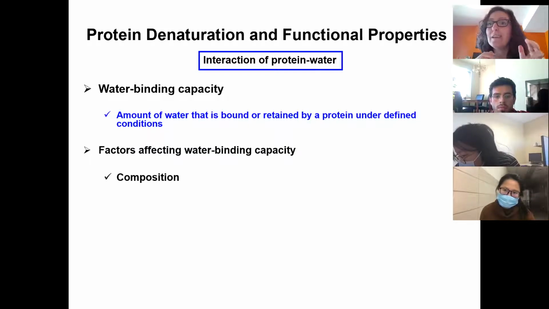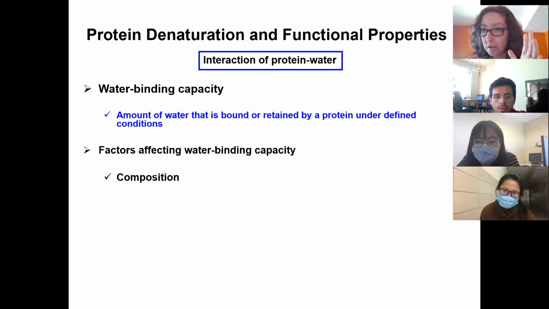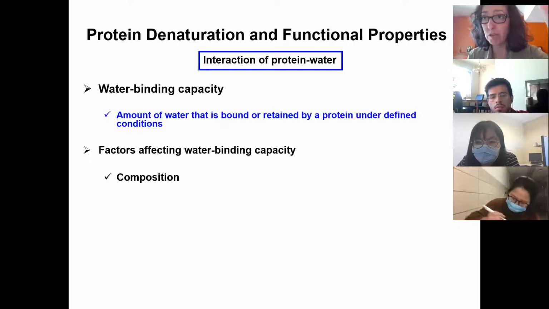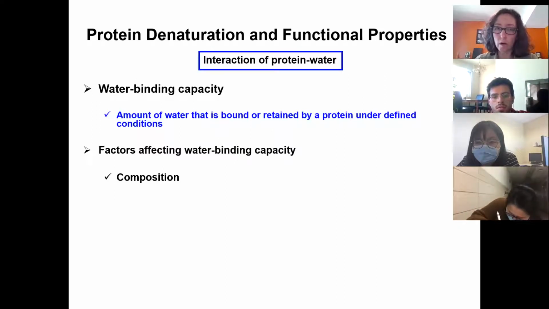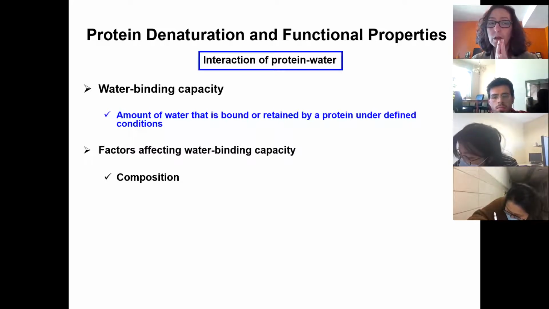So if you see in a manuscript water binding capacity described as the water that is physically held by the gel, this is wrong. So you want to know that this is wrong. But there's a lot of confusion out there around water binding versus water holding. Water binding is actually the amount of water that is bound or retained by the protein under specific conditions, like interacting with the protein, basically.